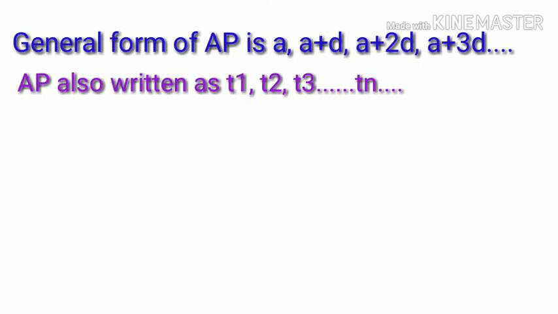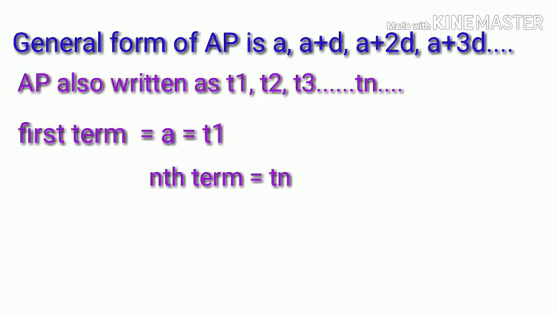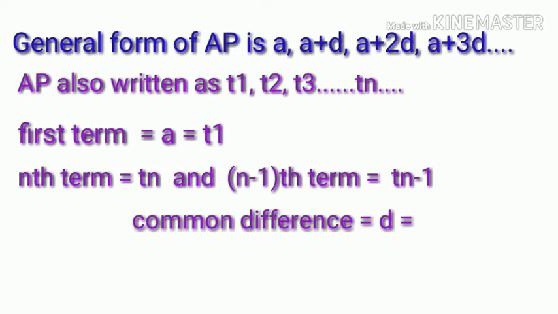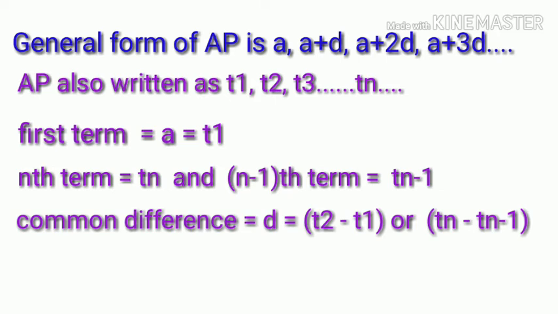You can also denote the sequence of numbers as T1, T2, up to Tn. So Tn is the nth number in the sequence. The first term here is either A or T1. The nth term, that is the term at the nth position, is denoted by Tn. The term at the n minus 1 position is denoted by Tn minus 1. The common difference D could be T2 minus T1, or it can be Tn minus Tn minus 1.